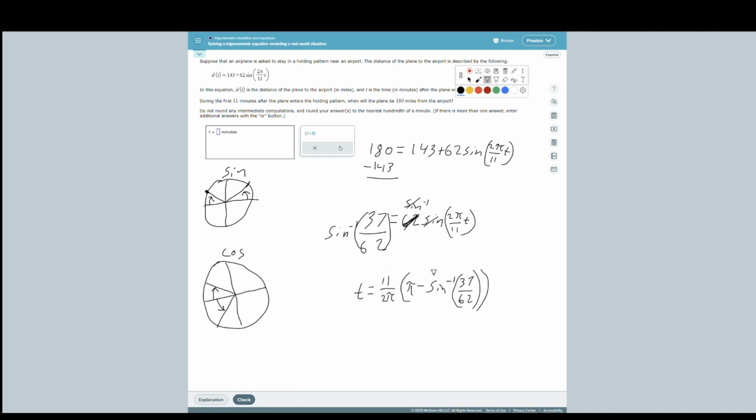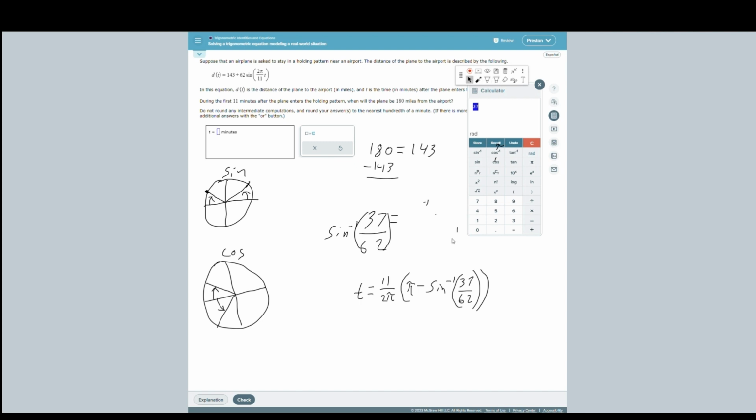But regardless, for this answer here, we can just plug this equation straight into the calculator. Go ahead and get rid of all this stuff. Then we'll just have 11 over 2 pi times pi minus the arcsine of 37 divided by 62.